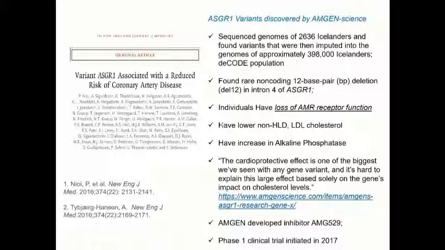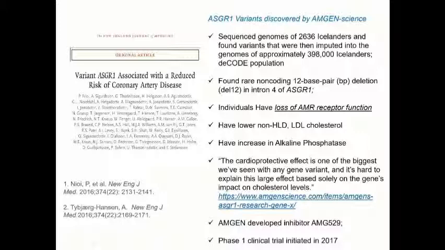What this has essentially led to is the loss of function of the receptor. And these individuals with variants have lower non-HDL, so essentially they have a lipid phenotype, if you wish. They have lower cholesterol levels. They have an increase in alkaline phosphatase.